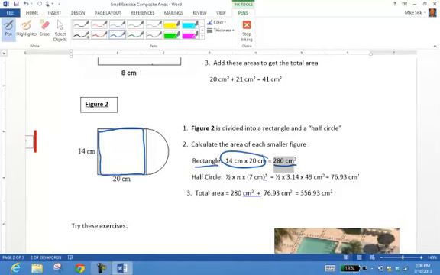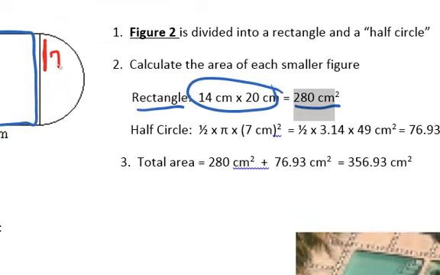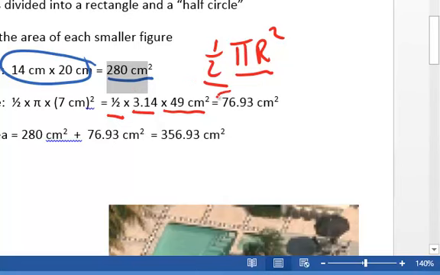For the half circle, remember that this radius right here is going to be 7, half of 14. That's where the 7 comes from. So the formula is 1/2 pi r squared. That's a circle, and that's half a circle. So it's going to be 1/2, or 1 divided by 2, times 3.14 times 7 squared, or 49. And if you do the math on there, you will get 76.93. Do not round it off.